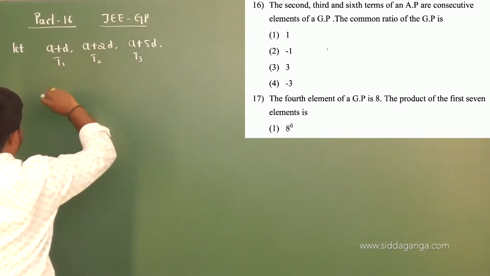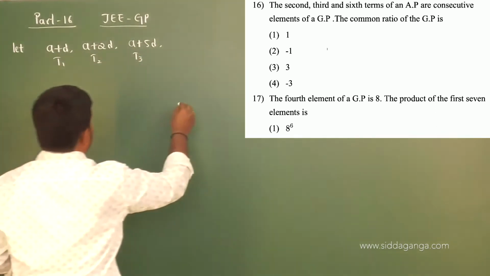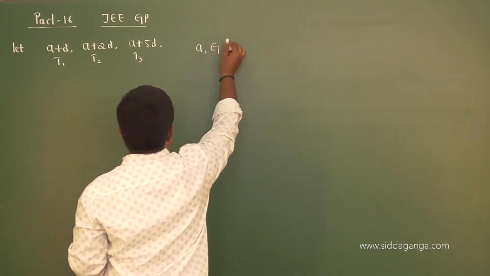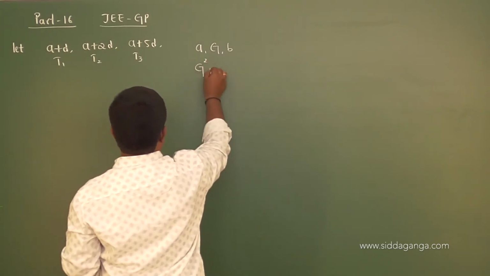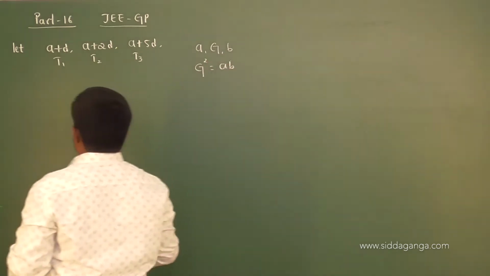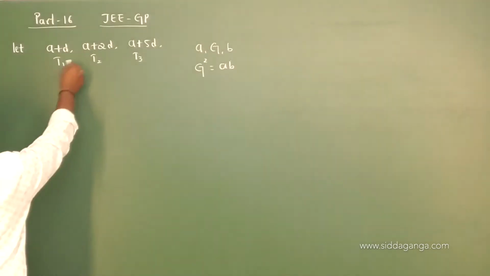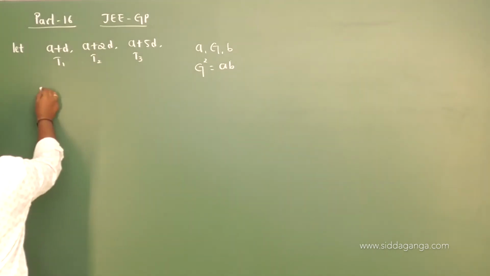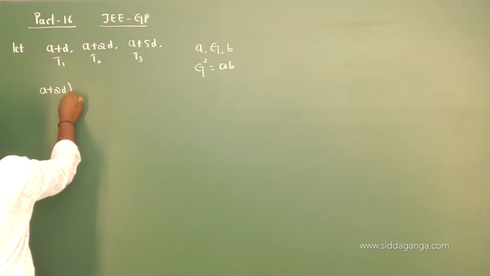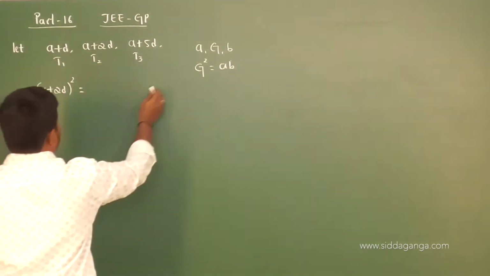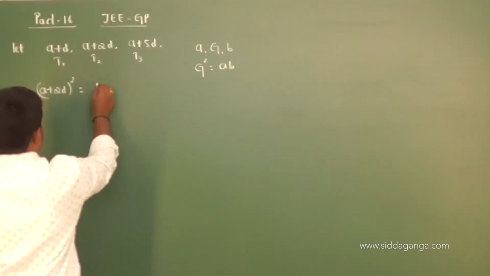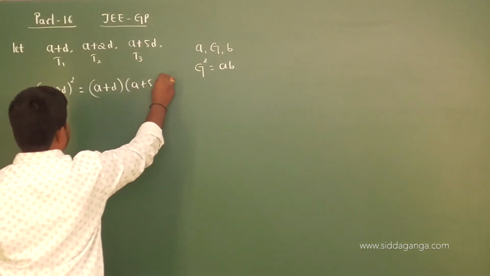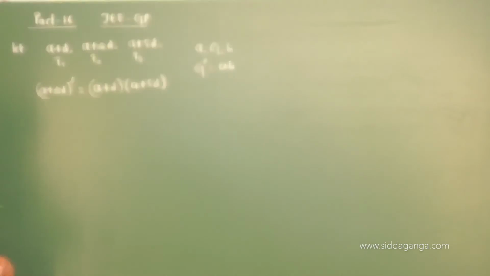Since they are in GP, we know that when three numbers A, G, B are in GP, then we have the relation that G square is equal to A into B. Now here, from these three terms, I can write (A plus 2D) whole square is equal to A into B, that is (A plus D) into (A plus 5D). So by using the given data.